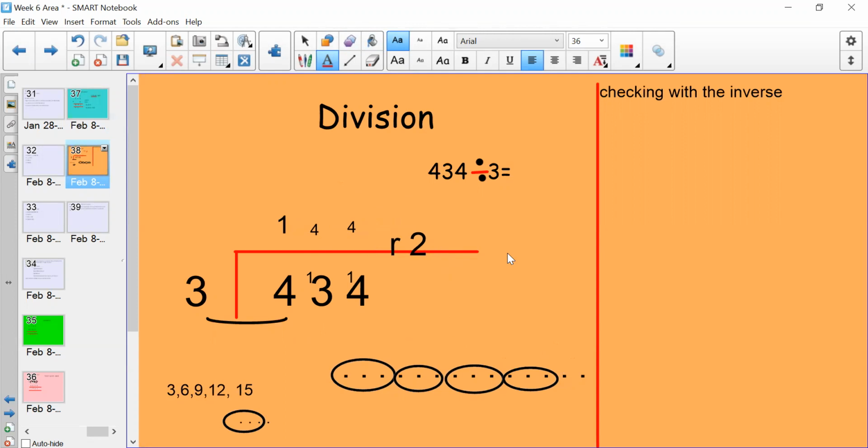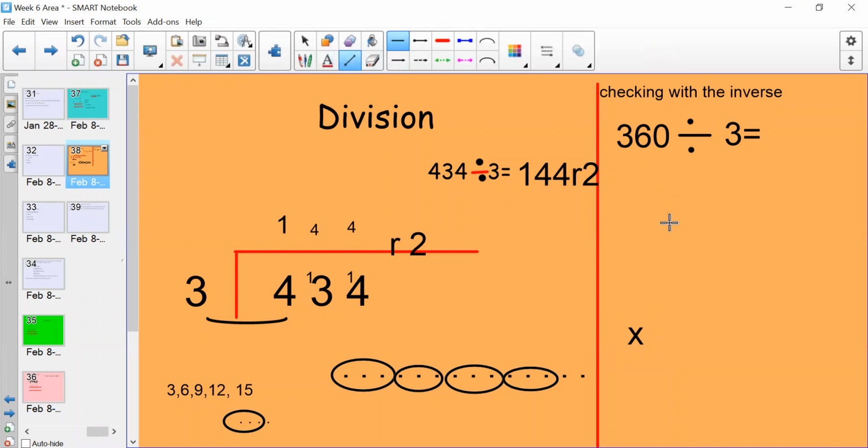Okay, and then this term, we also did some checking with the inverse. So we know that the inverse of division is multiplication. Okay, so if our sum is 434 divided by 3, we know that the answer is 144, remainder 2. Let's just put that in there. Okay, so the inverse of division is multiplication. So I've got a new division sum over here because we need to have one without a remainder to check.